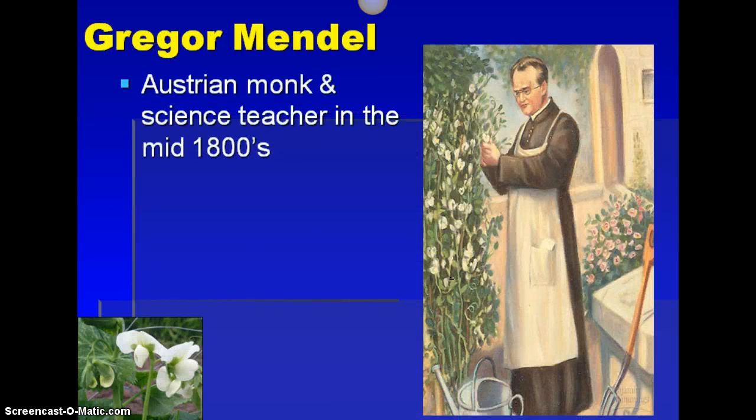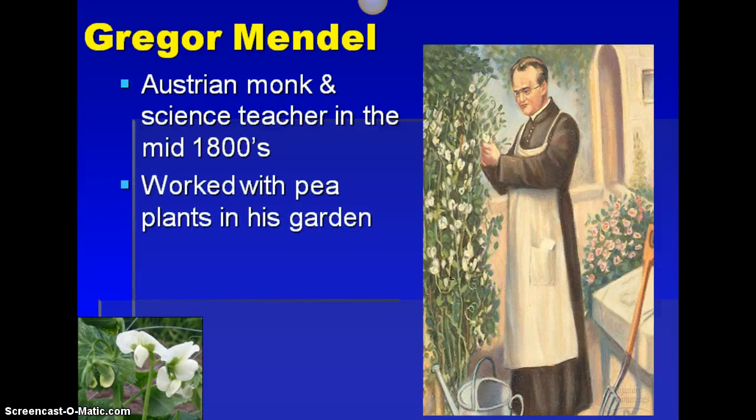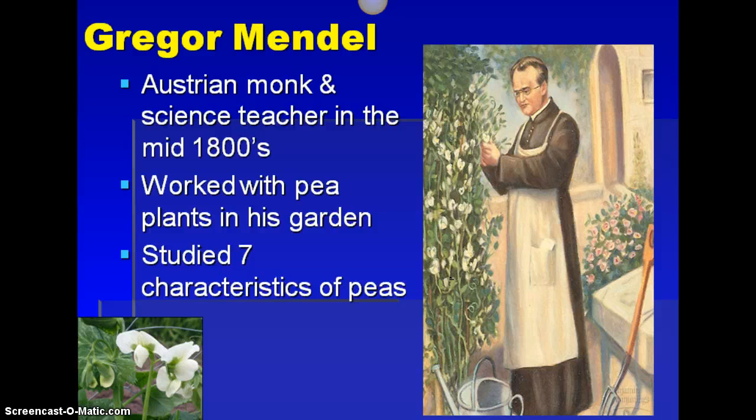So Gregor Mendel, he is the father of genetics. He's the one that came up with the ideas that we know now to be dominant and recessive traits. And he really started this whole process of being able to look at why we have different traits for certain characteristics or different possibilities that can show up in an offspring. So he was an Austrian monk. He was a science teacher in the mid-1800s. He worked with pea plants in his garden, and he decided to study 7 main characteristics of peas.